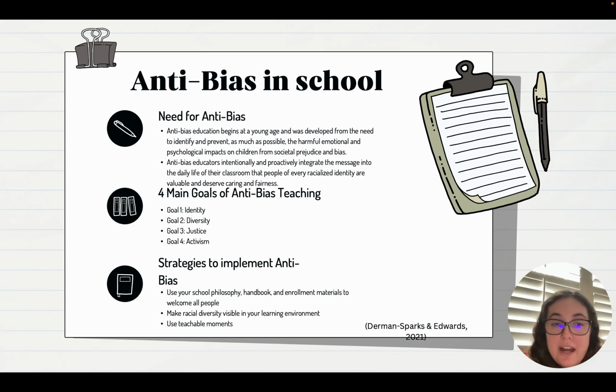And then here are a few strategies to implement anti-bias. You could use your school philosophy, handbook, and enrollment materials to welcome all people. Make racial diversity visible in your learning environment and use teachable moments. So I think back to some of the difficult conversations that we've had in class and how we use these moments, and we use other people's experiences, and we use our philosophy to make a diverse and welcoming background for everybody, and we want everyone to feel welcome and share and be inclusive in our environment.